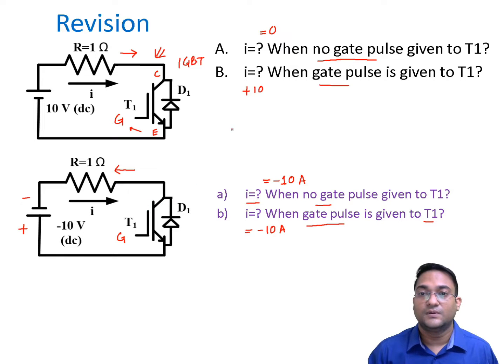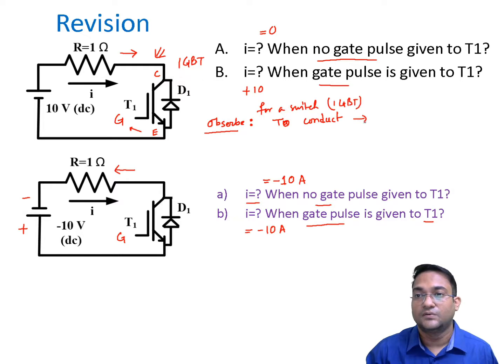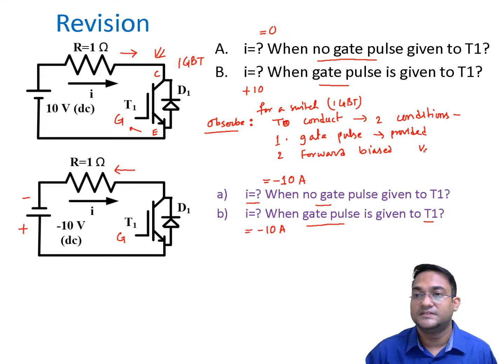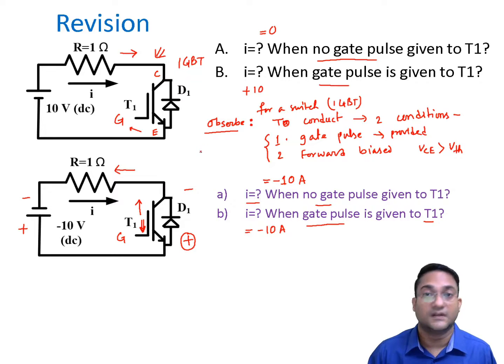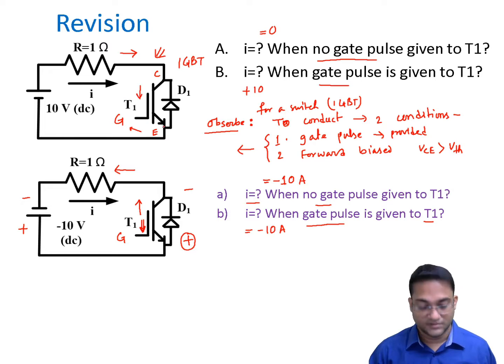So from this study, what we can observe is that for a switch like IGBT to conduct, two conditions must be satisfied. Number 1, a gate pulse must be provided, and number 2, it has to be forward biased. And what do you mean by forward bias for the switch? That VCE should be greater than threshold voltage, right? Only when these two conditions are satisfied, we will say that this switch can conduct. This switch cannot conduct in this direction; it can conduct only in this particular direction. But the diode will conduct as soon as it is forward biased. That means as soon as you apply any positive voltage this side and a negative voltage this side, this diode is going to conduct. So conduction of this diode does not depend on gate pulse. This concept you need to remember when you will be analyzing inverter circuits.